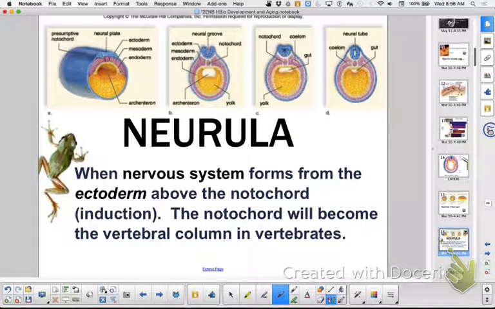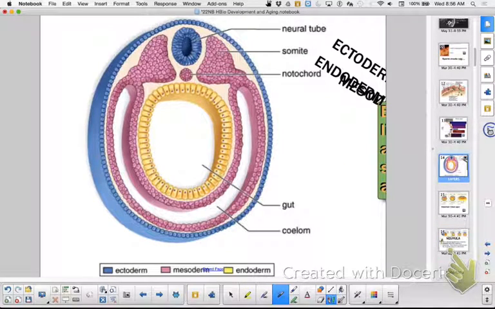Okay, so on your notes, sorry for that interruption. 3A, when the nervous system forms from ectoderm, the nervous system is induced. Do I have that bold and big? Okay, so that's going to come up later as well. You want to know that word. When the nervous system is induced to form by the notochord, it will become the, and this part I did not teach you yet. So here's our neural tube.